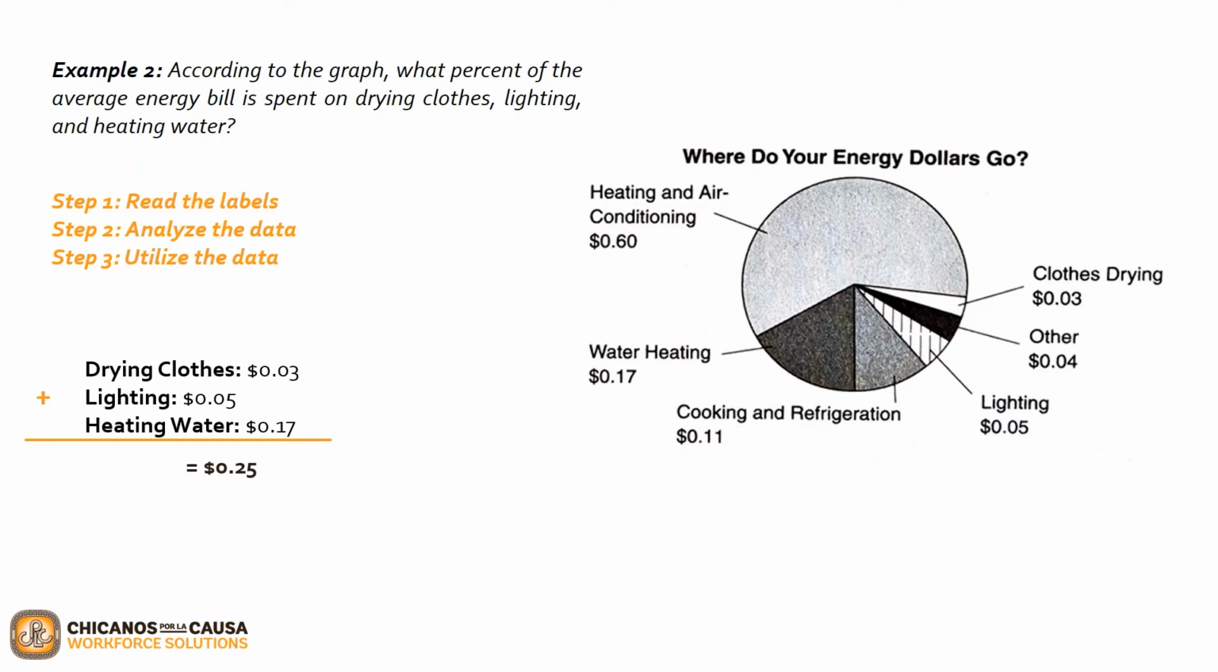So remember how I mentioned that the overall sum of these different sections came out to $1? That means that we have 25 cents of $1. So if we want to switch 0.25 to a percentage, we know that that is equivalent to 25%. So 25% of the overall energy bill is spent on drying clothes, lighting, and heating water.